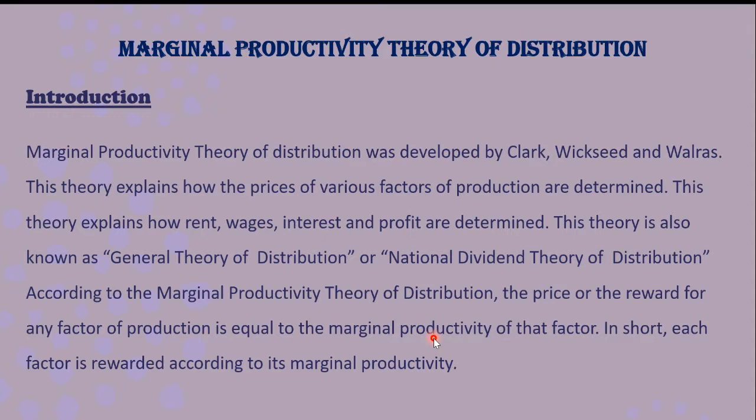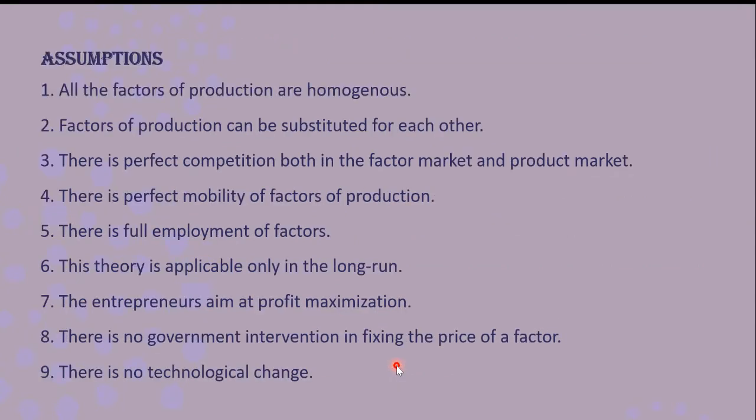If the first person's marginal productivity is more, the first person is given more income. If the 5th person is contributing less, or the marginal productivity of the 5th person is less, then he will be given a lesser portion of the income. So the price or the reward of any factor of production is equal to the marginal productivity of that factor. In the short run, each factor of production will be rewarded according to its marginal productivity.